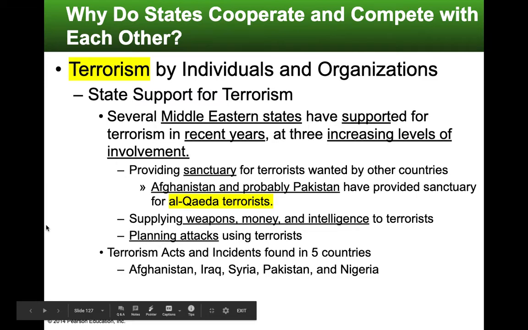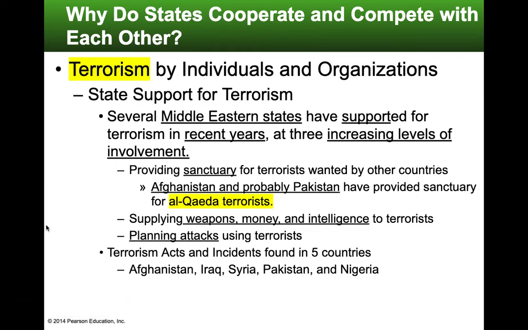All right, state-sponsored terrorism. When we look at organizations that sponsor terrorism, most are found in Middle Eastern or Southwestern Asian countries. Although there are additional countries, historically they have provided a safe haven or a sanctuary, such as Afghanistan and most likely the Waziristan region of Pakistan, where they've provided sanctuary for Al-Qaeda terrorists, supplied weapons, money, and intelligence, and helped coordinate attacks. The countries where we see terrorism most prevalent today are Afghanistan, Iraq, Syria, Pakistan, and Nigeria.